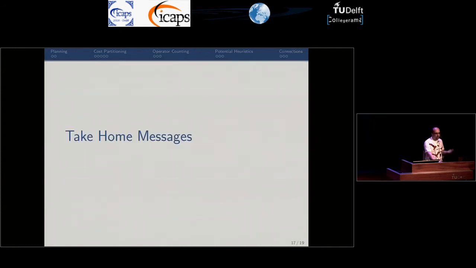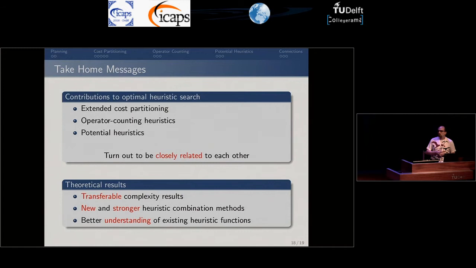Okay, so the main parts of this that I would like you to take home from this talk is that there are three things that are extended cost partitioning, operator counting heuristics, and potential heuristics. And while they look different and they have different ideas behind them, they are all very closely related to each other. And the nice thing about this close relation is that it allows us to transfer results. For example, we can transfer complexity results between the different ideas. It allows us to combine heuristics in new and stronger ways, so even better than the optimal cost partitioning. And finally, it helps to understand the heuristics better, to understand what they are doing, what they are actually computing.